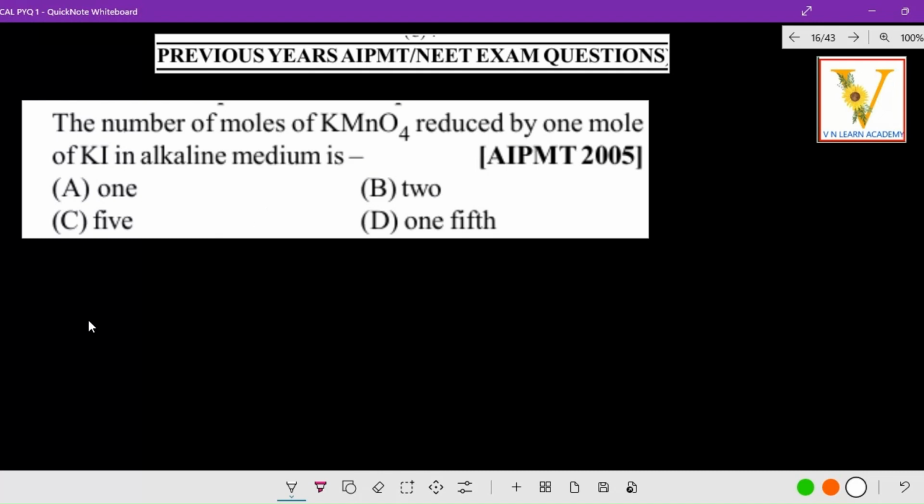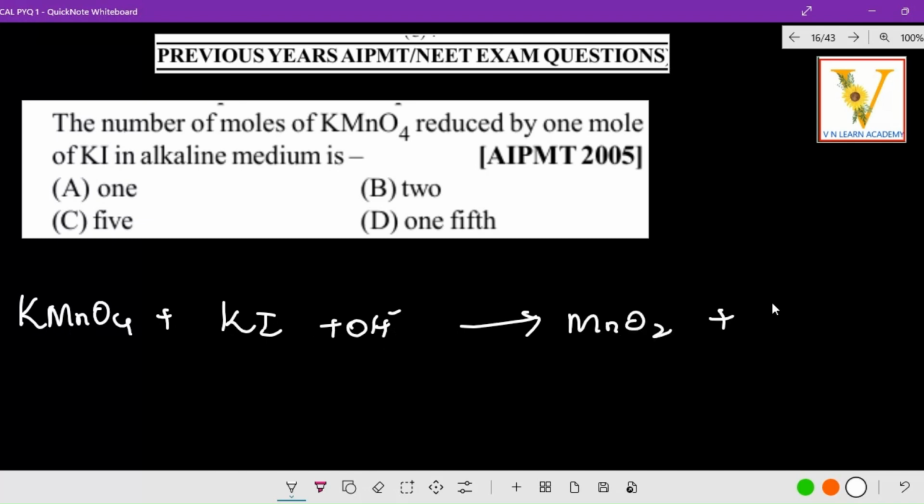When we write the balanced equation, it will be easy to identify the correct option. So here KMnO4 plus KI in alkaline medium, so OH minus. You are getting MnO2 plus potassium hydroxide plus KIO3, that is potassium iodate. Now let us balance that equation here: MnO2, potassium hydroxide and potassium iodate.